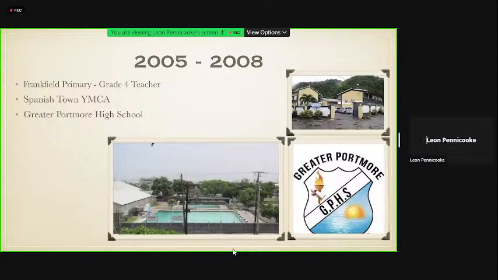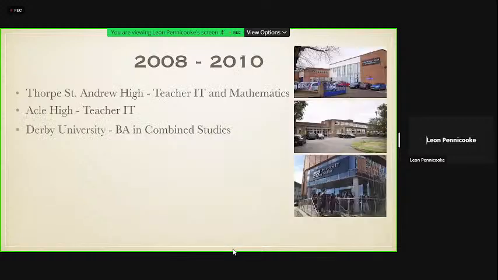A few years later, I went back to the same Frankfield Primary School to teach. I ended up teaching some of the same teachers who taught me computing or IT. I then moved to Spanish Town and I taught at YMCA. This was mostly boys, pretty much bad boys, who weren't going to regular schools, and I learned a lot from them. And they did really well that year. I then moved to Greater Portmore High School, and I taught for a year as well. And then I migrated to England to teach maths and IT.